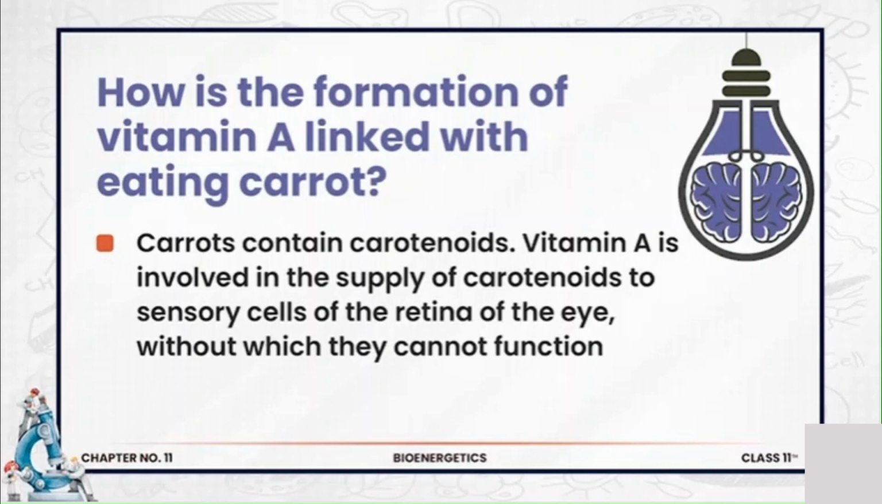Now the last question. How is the formation of vitamin A linked with eating of carrot? हम कहते हैं ना कि गाजर खाओ तो विटामिन ए जो है उससे आएगा. So carrots contain carotenoids and vitamin A is involved in the supply of carotenoids to the sensory cells of retina of the eye, without which they cannot function. आपको पता है कि जो रेटिना है आई का उसको विटामिन ए के बगैर काम नहीं कर सकता. आपने पढ़ा था. It leads to the formation of proteins जो कि चाहिए होती हैं डार्क में, अंधेरे में खासतौर पर. तो नहीं होगा तो उससे नाइट ब्लाइंडनेस हो सकती है इसकी डेफिशिएंसी से.